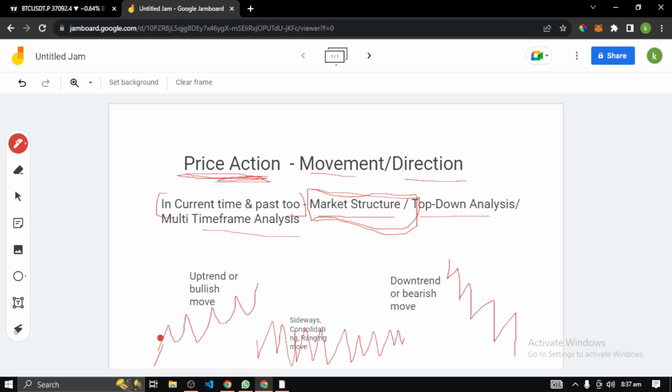So for uptrend, we have names that are given to them. Basically, this is your start, where you started from. This place is called swing high. This is called swing low. Swing high, swing low, swing high, swing low, swing high, swing low. So basically, the market produces a series of swing highs and swing lows.